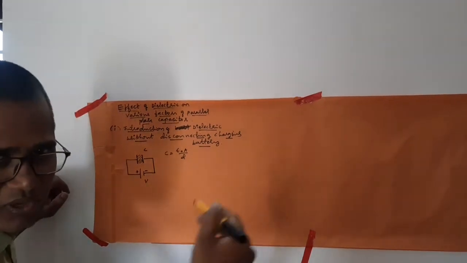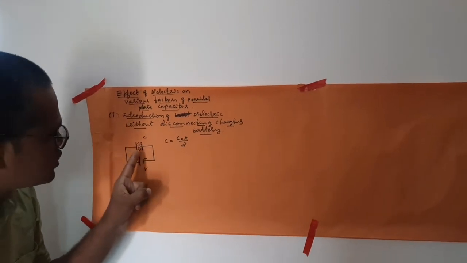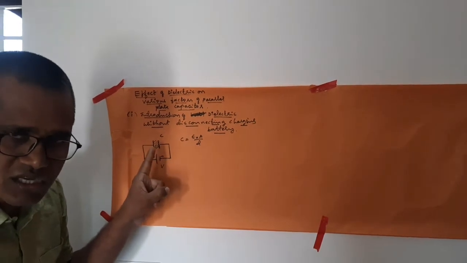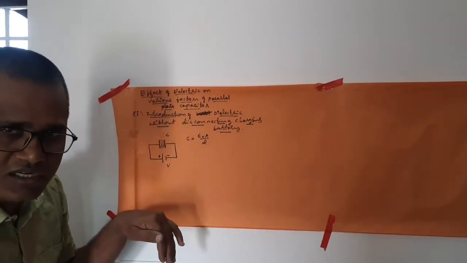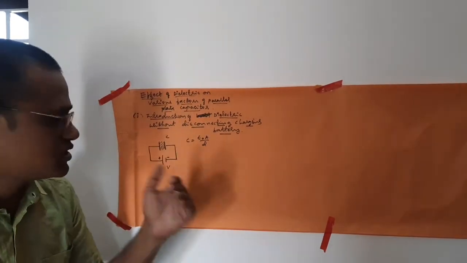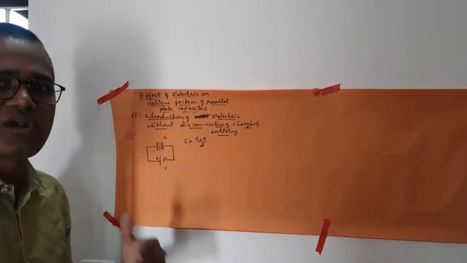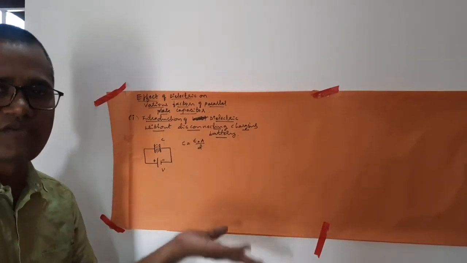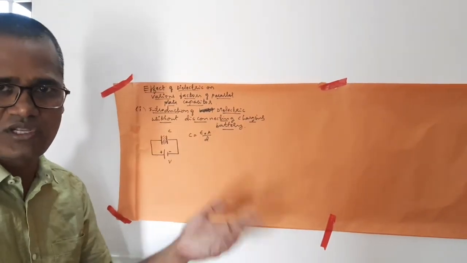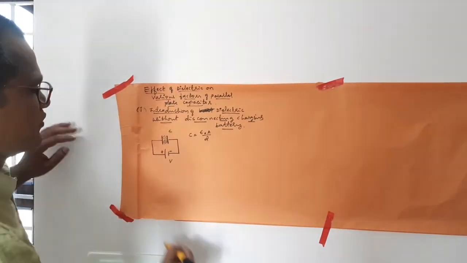Then what will happen? What changes happen to the electric field between the plates? What changes happen to the potential difference between the plates? Then what is the change in the energy stored in the capacitor after introducing the dielectric? And after introducing the dielectric, how much extra charge is the battery putting in the capacitor? We will see one by one the effect on electric field, effect on potential, effect on energy stored, effect on charge, how much extra it will store after putting the dielectric. Let's see one by one.